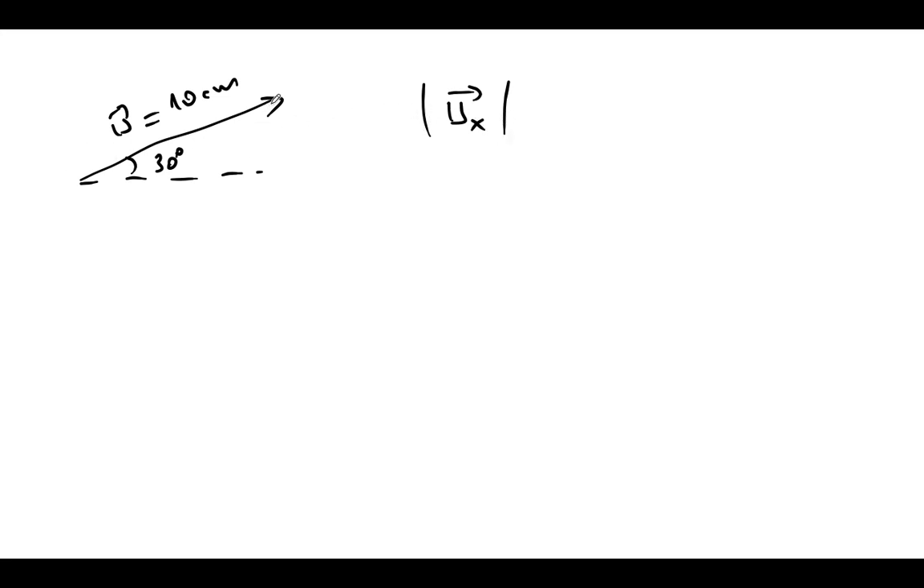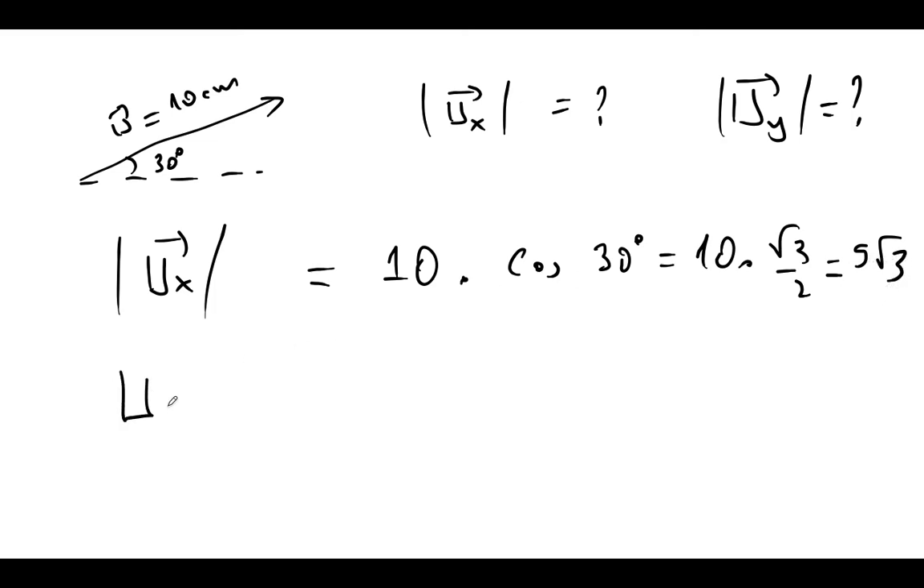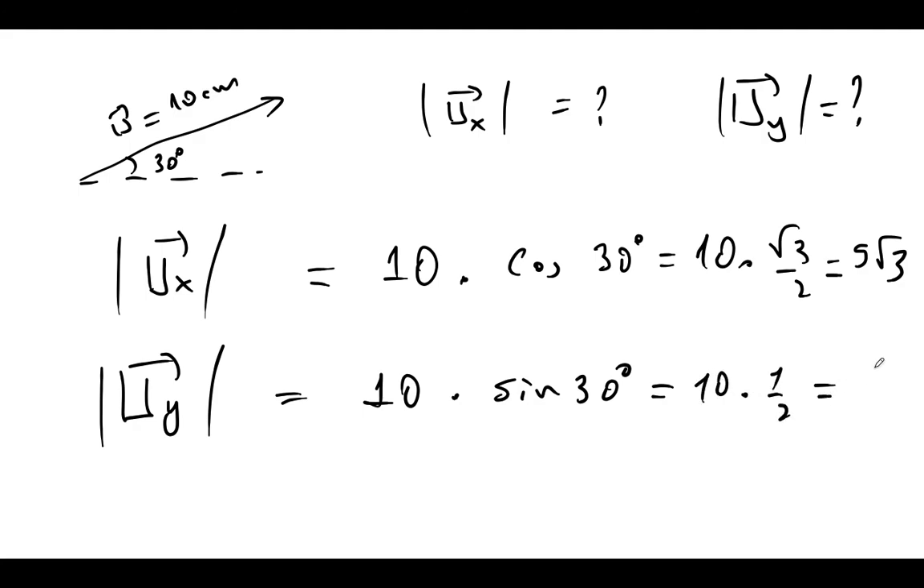If the question is this: you have a vector u that is 10 centimeters and makes 30 degrees with the x-axis, find the magnitude of ux, which is the component of u on the horizontal axis, and find uy. It's simple. Since the length of u is given as 10 centimeters, the length of ux will be 10 centimeters times cosine of 30 degrees. So 10 times root 3 over 2, which is 5 root 3. You can use the calculator to get decimal numbers. And the magnitude of the vertical component of u is the magnitude of u times sine of 30, which is 10 times 1 over 2, which is 5.